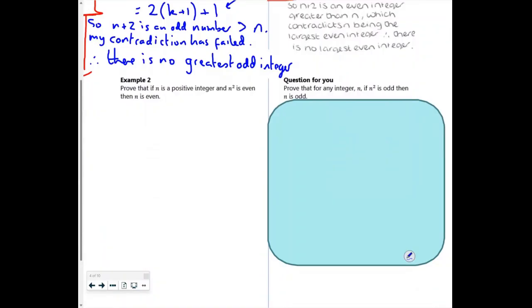So example 2 then: prove that if n is a positive integer and n squared is even, then n is even. Right, okay.